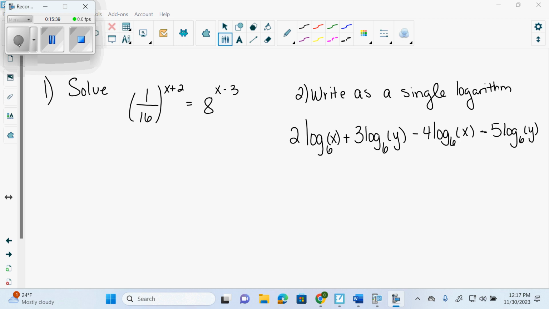Negative 1. We have 2 people to help you. 16 to the negative 1. We did a quarter in class, which was 4 to the negative 1.